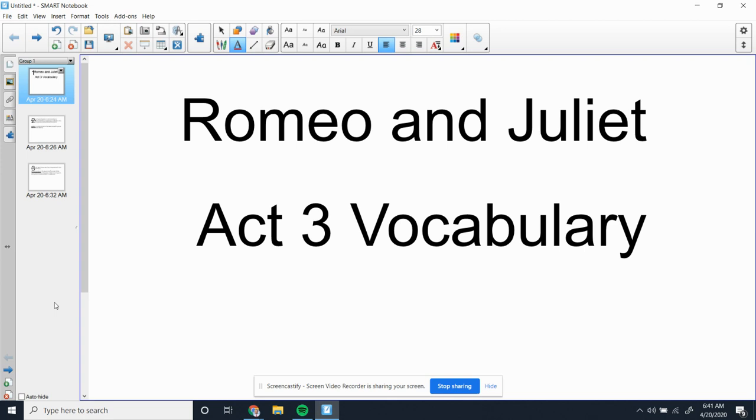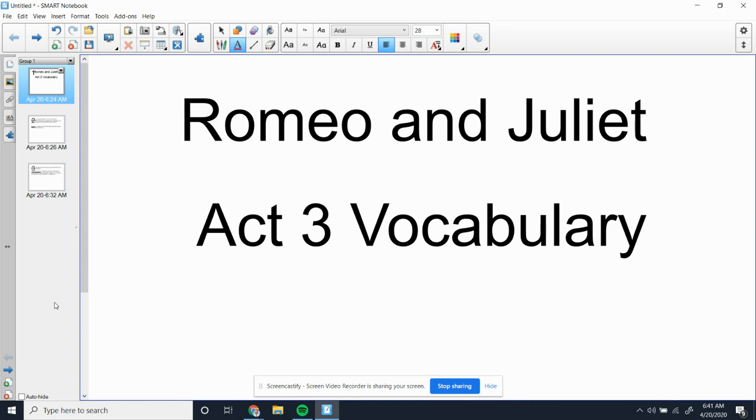Hey students, today we're going to be looking at Romeo and Juliet Act 3 vocabulary. There's a few vocabulary words that we're going to look for. First of all, you need to have your packets out because you're going to be writing these vocab words into your packets. Second thing you need to realize is I got these pages a little bit out of order in your books. So it's going to seem like the Act 3 vocabulary is actually after the Act 3 questions, but you need to know these words for Act 3.